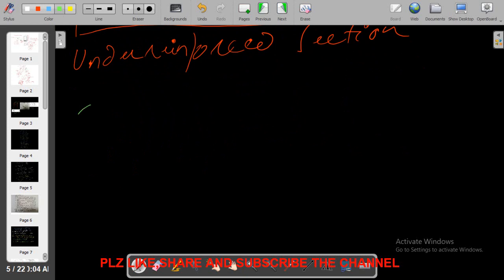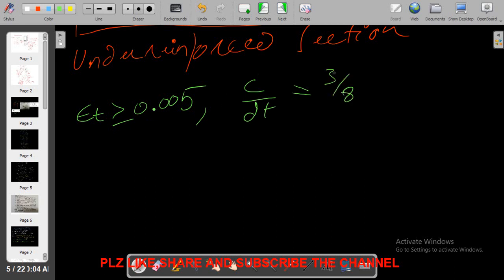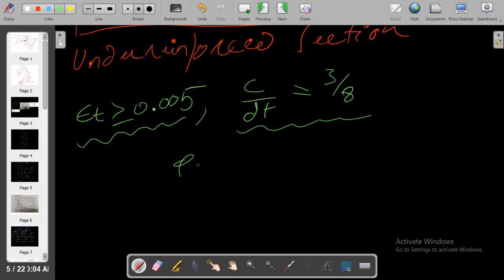that if epsilon t is greater than or equal to 0.005, we can also say this in another form: c divided by dt, or d, must be less than or equal to 3/8. We have already discussed this in lecture 01. So this can also be written in this shape, right? Because we know that if the c over dt ratio is less than 3/8, or epsilon t is greater than 0.005, this means that phi equals 0.9.